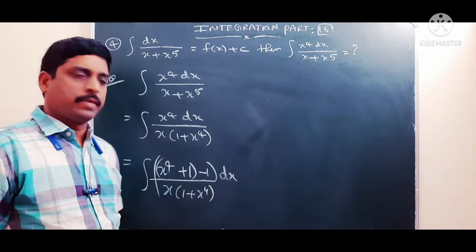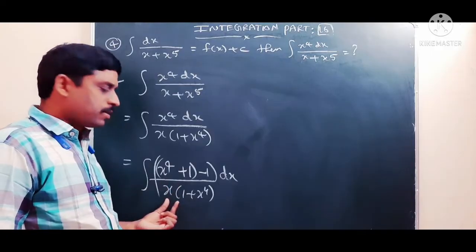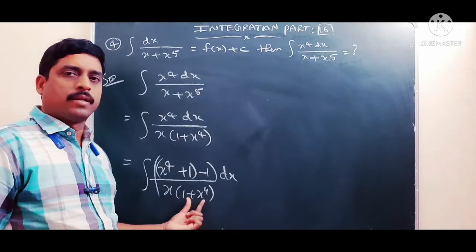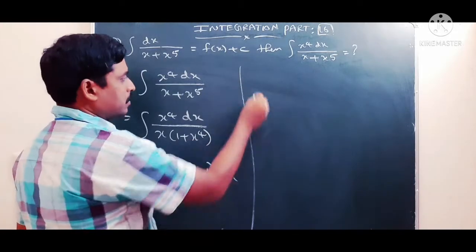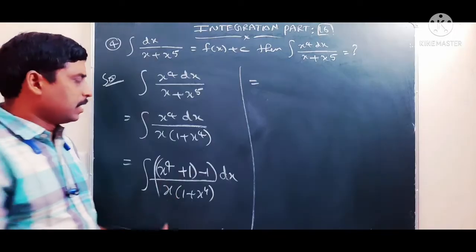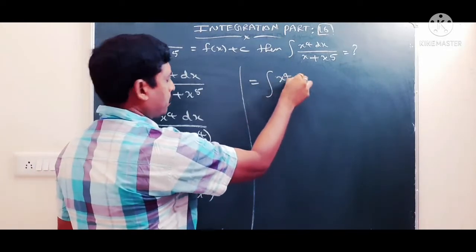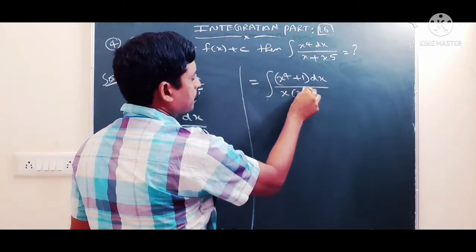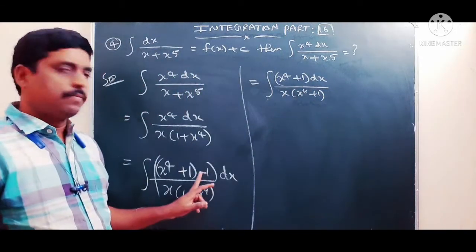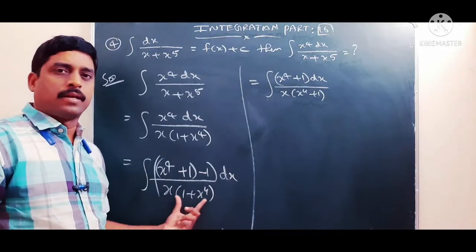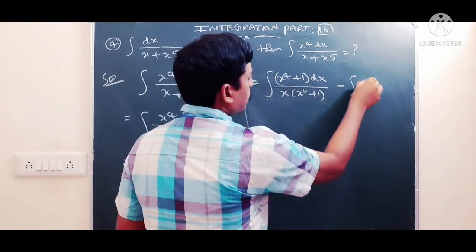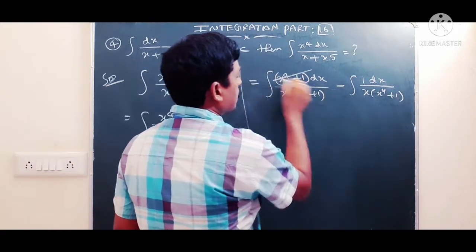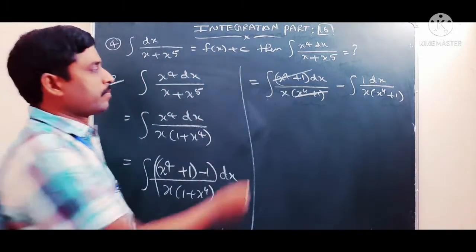Now by using the separate division method, we get x to the power 4 plus 1 by x into 1 plus x to the power 4, minus 1 by this total denominator. Next, what we get? Integral x to the power 4 plus 1 dx by x into x to the power 4 plus 1, minus 1 by x into x to the power 4 plus 1. In this, x to the power 4 plus 1 gets cancelled.